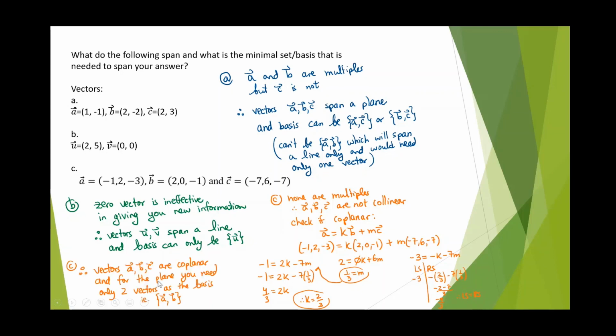So the concluding statement would be vectors A, B, C are coplanar. And for the plane, you only need two of the vectors as the basis. So you could say A and B is the basis. You could say B and C is the basis, or A and C. It is up to you.